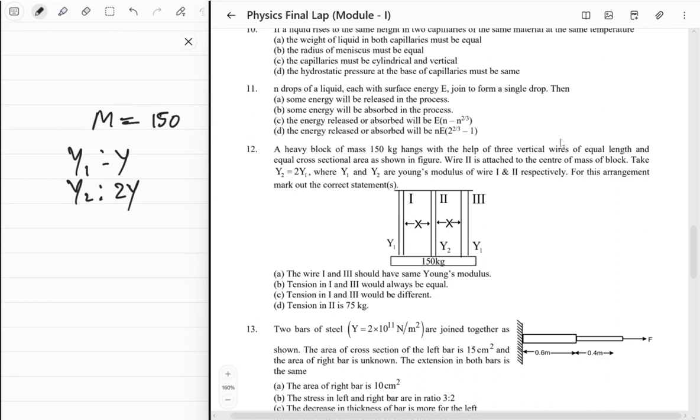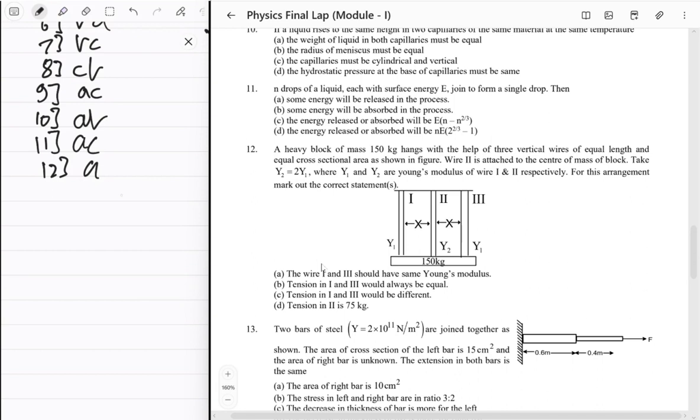Radius के बारे में कुछ बोला है क्या? Equal length and equal cross section. Perfect. So A is correct. Or tension in 1 and 3 must be equal. Yes. So B is also correct. No, equilibrium के लिए of course. Okay, और क्या tension in 1 and 3 would be different? No. Tension in 2 is 75 kg.